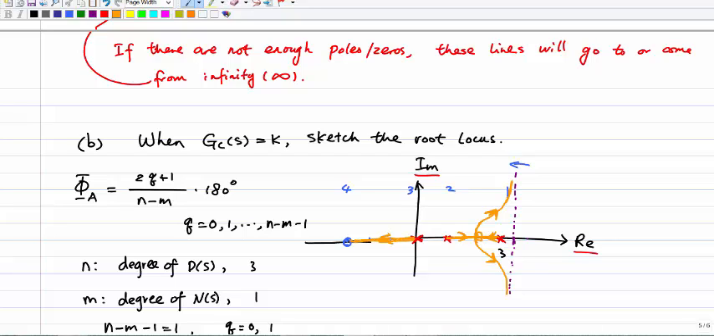Now you can sort of see this, because the line must start with the pole and end at the zero, right? So start here at the pole and end at the zero. You can sort of see one line like that, starting from here and ending over here.